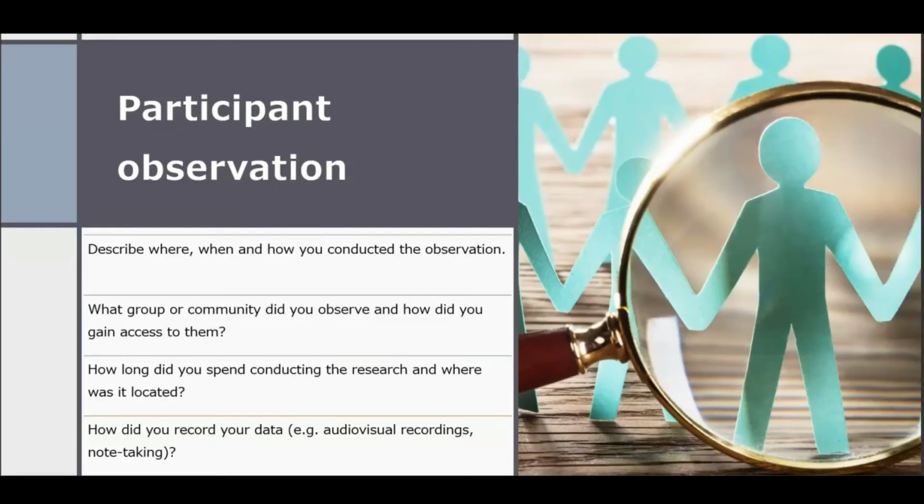And therefore, all procedures that you have followed in doing the observations for collecting the data need to be reflected in your paper as well.